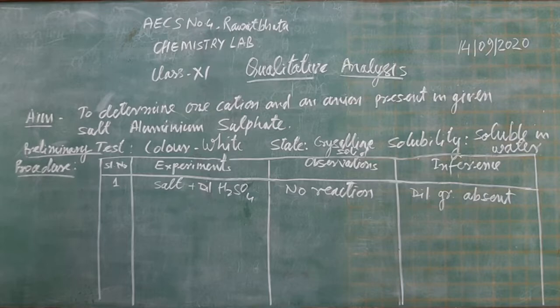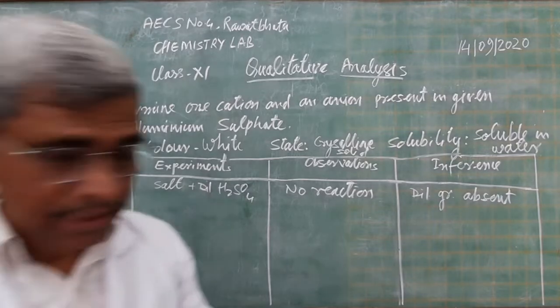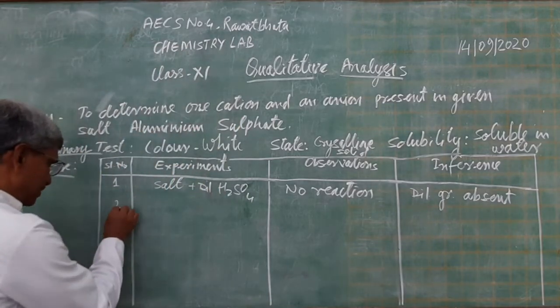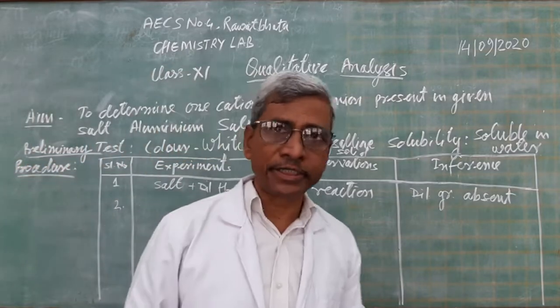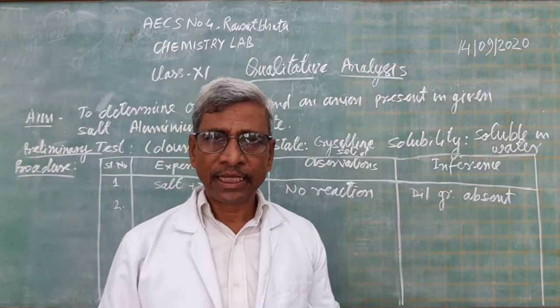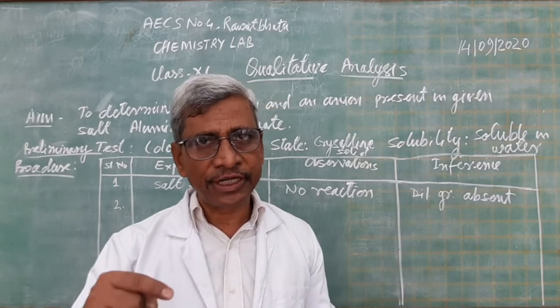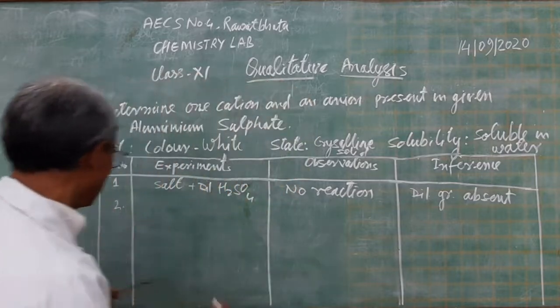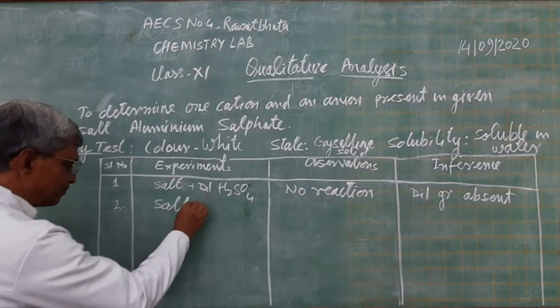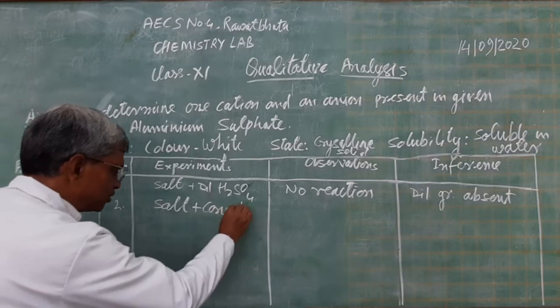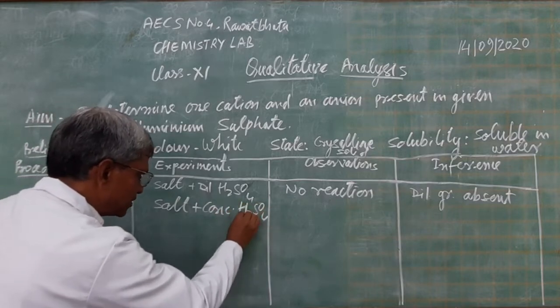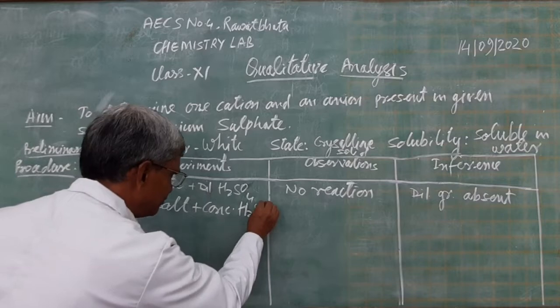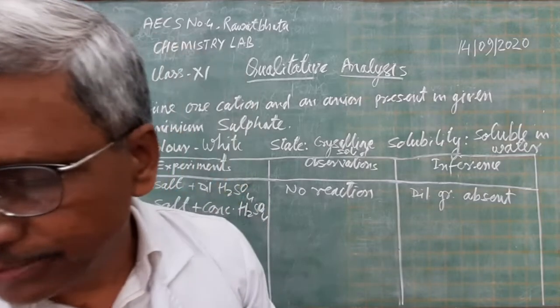Now, again, serial number 2. We have to proceed to the concentrated sulfuric acid group. Take the salt and add concentrated sulfuric acid in the same manner as done previously. Here is the salt plus concentrated H2SO4, concentrated sulfuric acid.